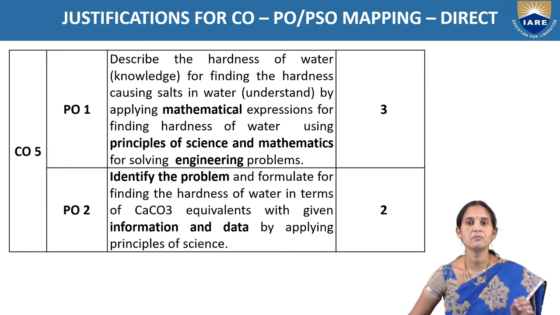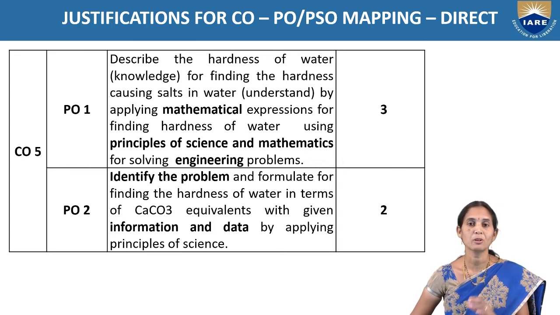So next, CO5, we are mapping with PO2. Identify the problem and formulate for finding the hardness of water in terms of calcium carbonate equivalents with given information and data by applying principles of science. So students will find the hardness of water by applying the formula. We are taking the formula in terms of calcium carbonate equivalents.